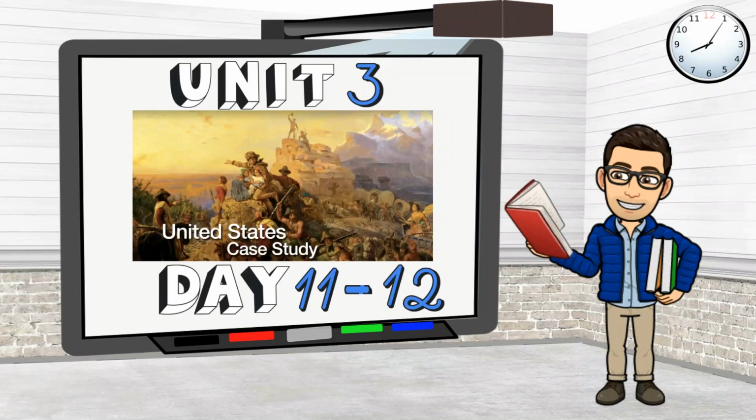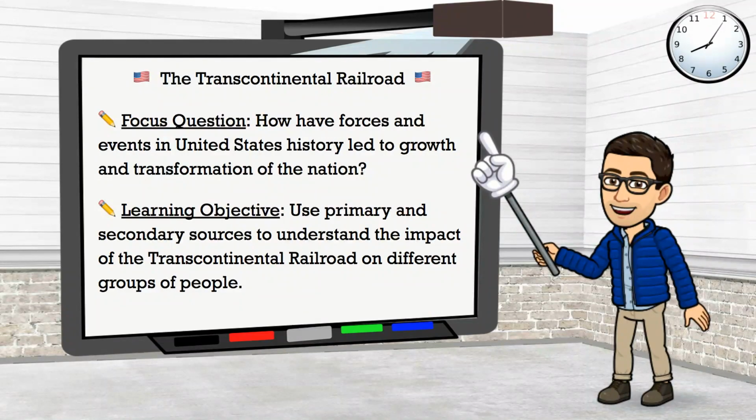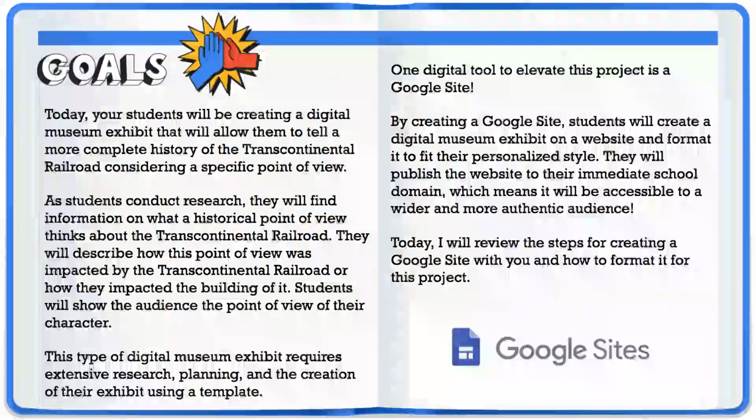Today we will look at Unit 3, a United States case study, and our day 11 through 12 lesson. The topic for this lesson is the Transcontinental Railroad. Our focus question is how have forces and events in United States history led to growth and transformation of the nation? Our learning objective will be to use primary and secondary sources to understand the impact of the Transcontinental Railroad on different groups of people.